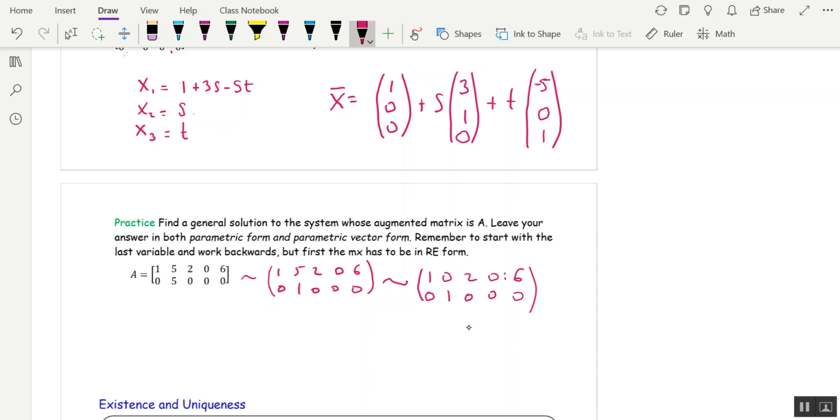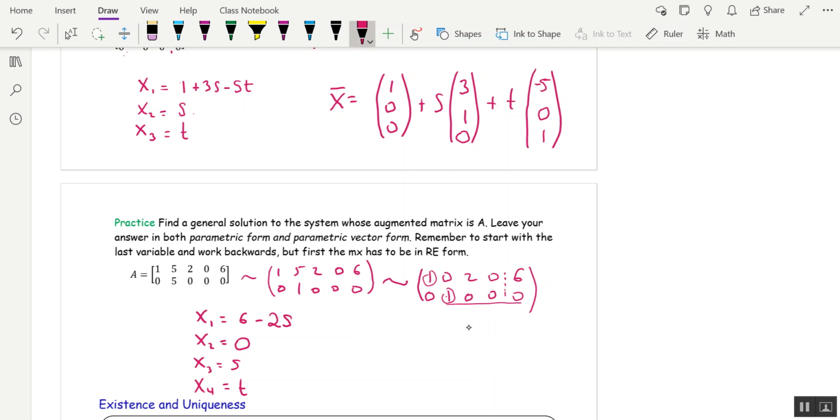Now this is an augmented system, so I know that 6, 0 is my answer column. I've got 2 leading variables and 2 free. So I start at the bottom, x4. x4 is free, so I'll call it t. x3 is free, so I'll call it s. x2 is not free. This equation here reads x2 is 0. So x2 is 0. Top equation reads x1 plus 2x3 is 6. So x1 is 6, take away twice x3. So minus 2s, because x3 is s.